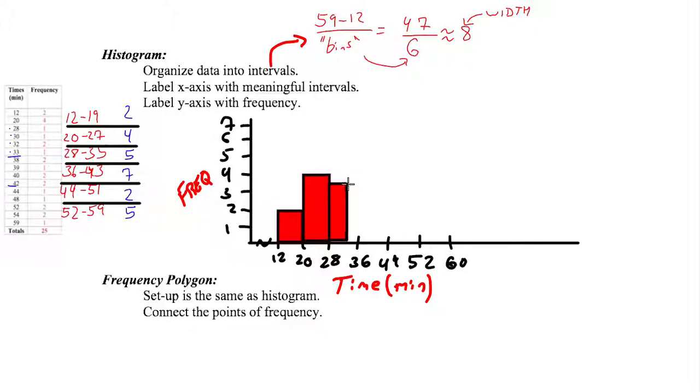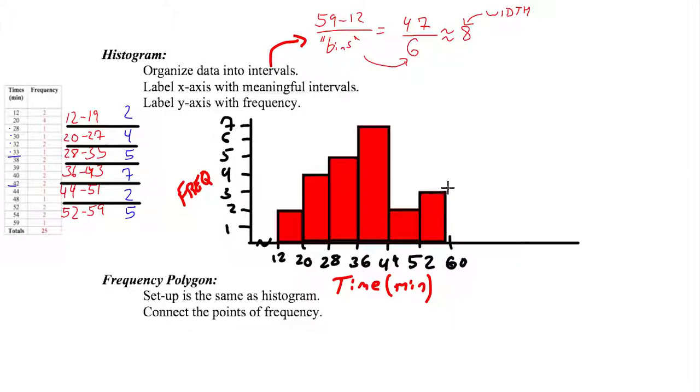Next, starting at 28 and going up to and including 35, it's going to be a frequency of 5. Next, between 36 and 44 is going to be a frequency of 7. Between 44 and 52 is going to be a frequency of 2. And then finally, between 52 and 59 inclusive, so up to 60, has a frequency of 5.